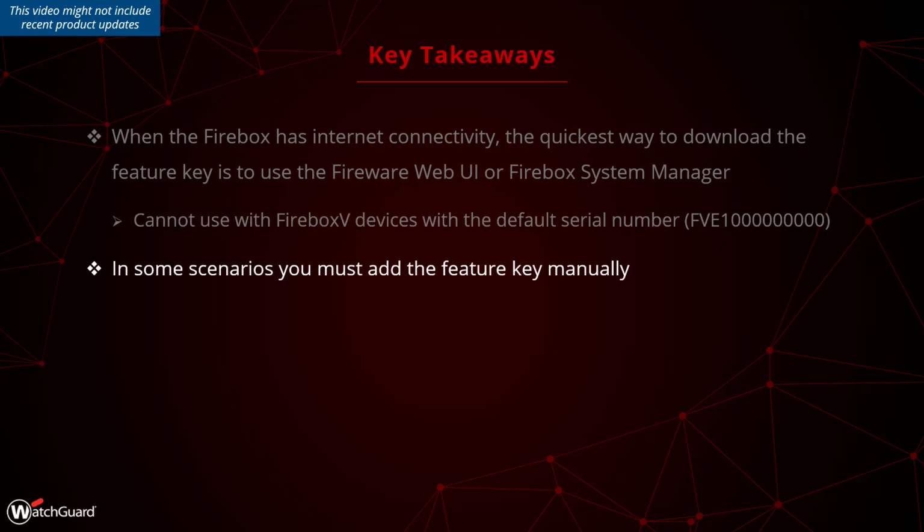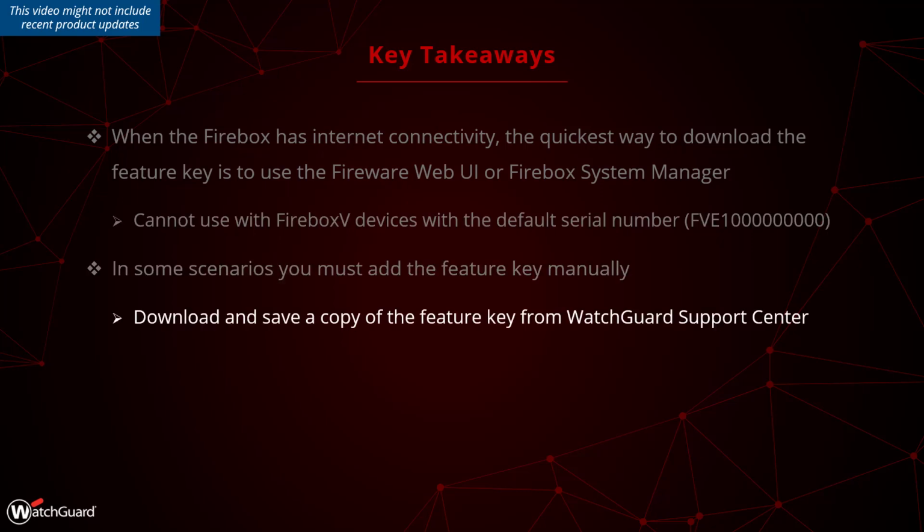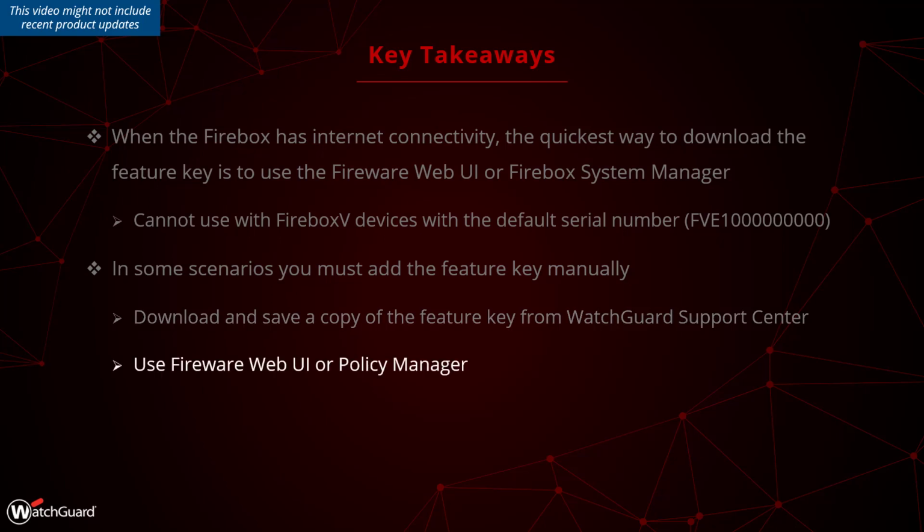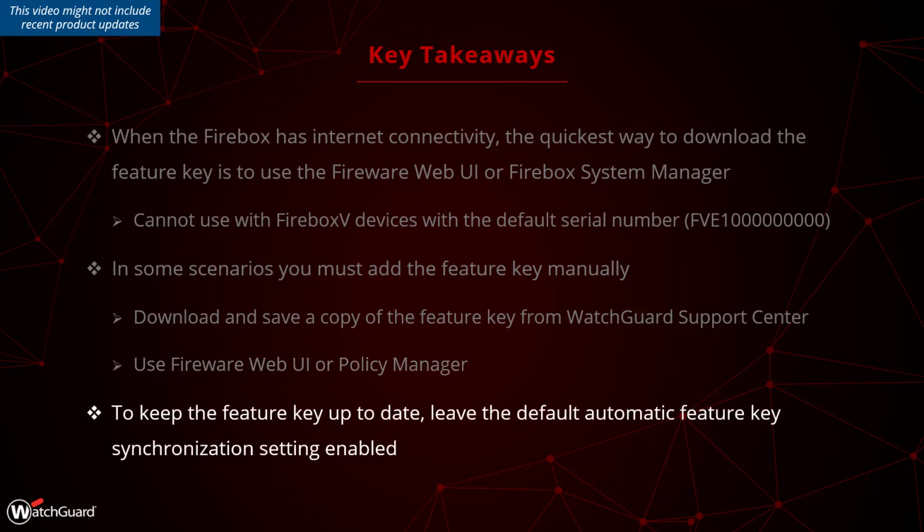Whenever completing a manual feature key import, you download the feature key from the WatchGuard Support Center. Then add the feature key to the Firebox with the Fireware Web UI or Policy Manager. Leave the per default automatic feature key synchronization enabled to have the Firebox keep the feature key up to date, unless being asked otherwise by WatchGuard support.